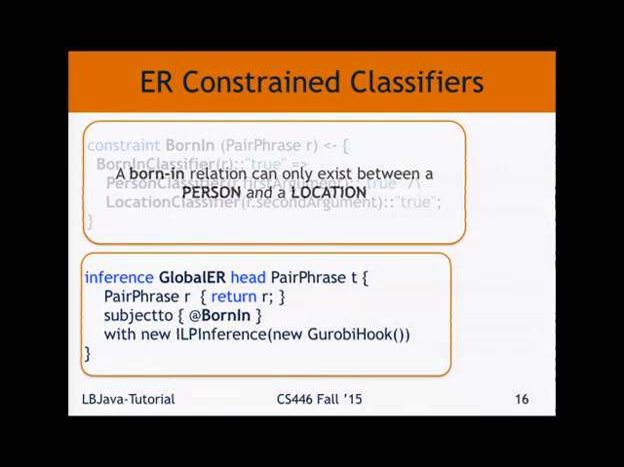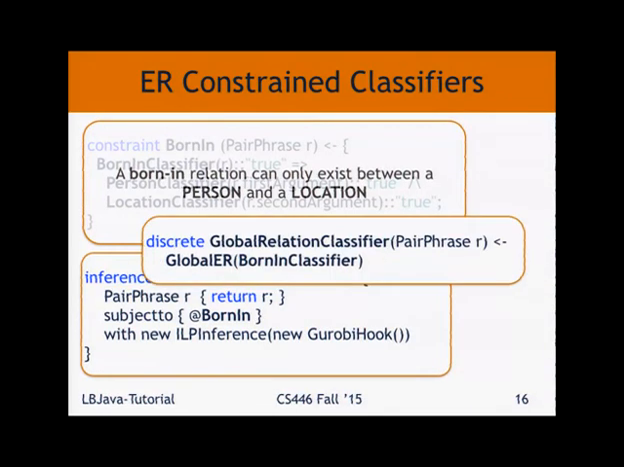If you have experience with MATLAB and defining integer linear programs and trying to set all the input matrix, constraint matrix, you will see how easy it is: you write your knowledge and it generates the same thing for you. And then now I have my constraint classifier, which is a more intelligent classifier that not only uses my data, but also uses this rule when it wants to make a decision. So this is a global relation classifier, which uses the born-in classifier, but it uses the global ER constraint for making inference.